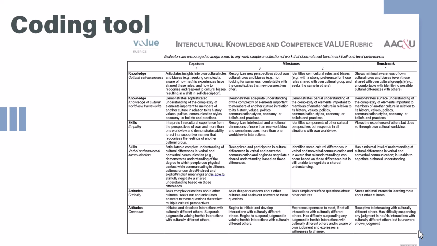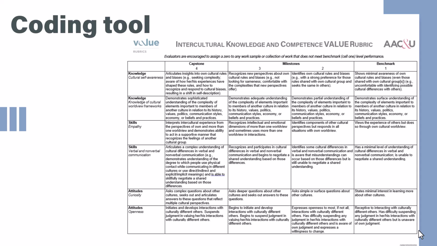Take a look at the AAC&U Intercultural Knowledge and Competence Value Rubric. Note that the levels are organized right to left rather than left to right, so that the highest level appears right next to the name of the competency. Familiarize yourself first with the capstone level 4 of each competency. The capstone level provides the most detail about the specific definition of the competency, including elements that the competencies are comprised of. For example, worldview includes history, politics, values, communication styles, economy, beliefs, and practices.